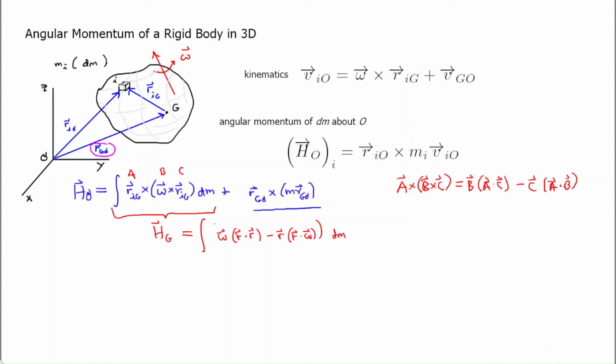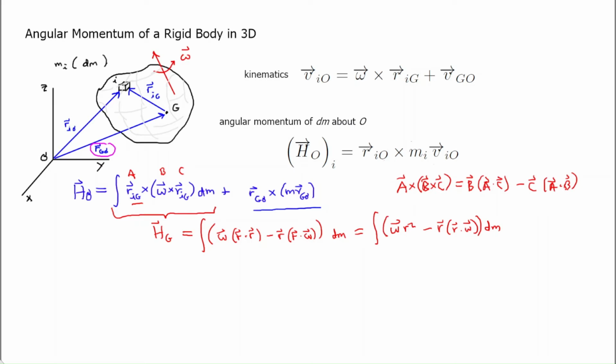At this point I am going to drop the subscripting here, R sub IG. Let's just keep in mind that that's what they all are. Now I can simplify this a little bit. The R dot R is really R squared, the scalar magnitude squared. The other term we can't really simplify.